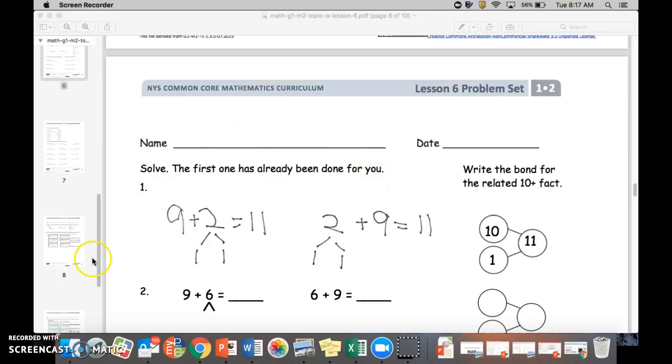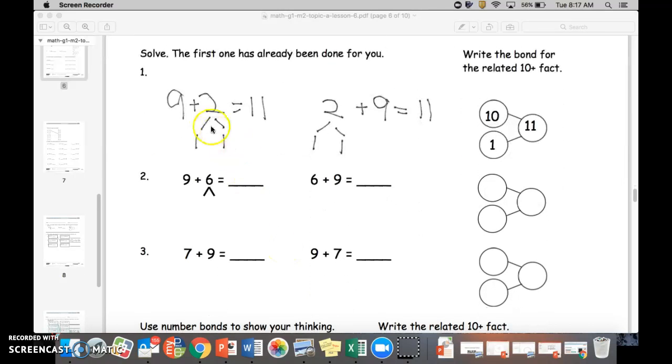So guess what? This is what we want to see. They give you an example. So the problem is 9 plus 2 equals 11. So remember, we're making a 10. So we're going to break apart the 2. I only need 1 to make 9 into a 10. And then I have 1 left over. So if I have 10 and then 1 left over, it equals 11.